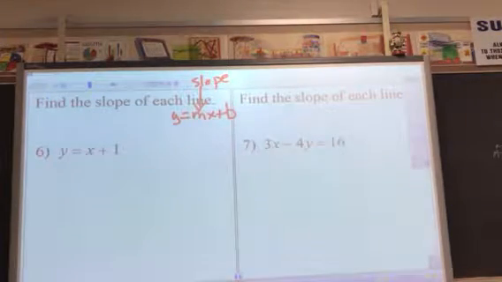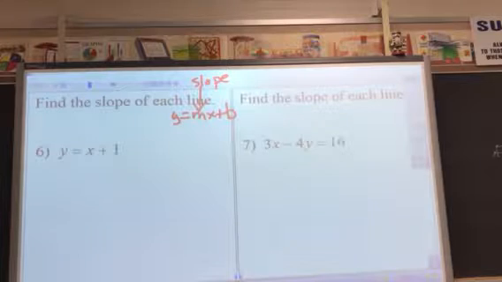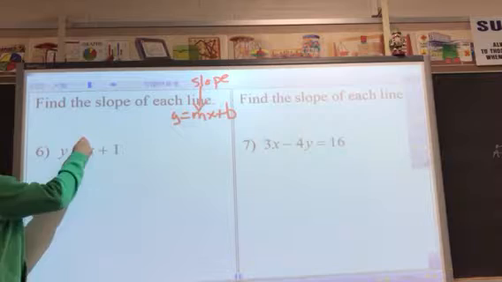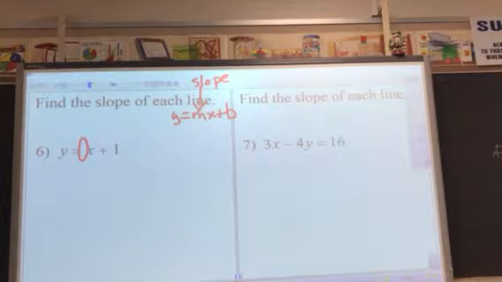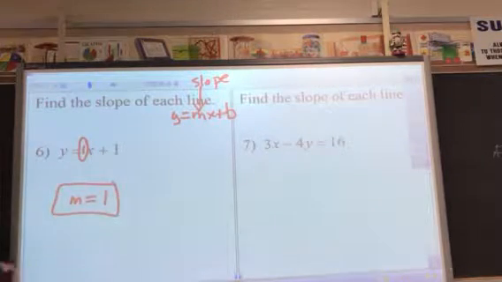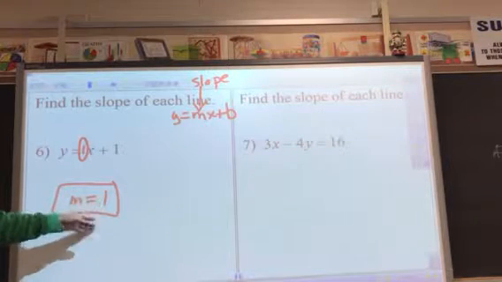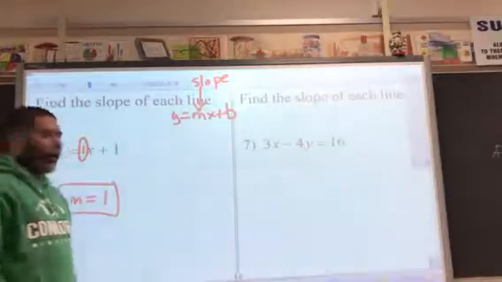So with this one, we have y equals x plus 1. Well, this is already in slope-intercept form. I just have to think about what number is here. Now, on this particular one, remember, if it says y equals x, that means y equals 1x. So my slope for number 6 here is 1. Reminder, do not put the x on your slope. Slope is a number, sometimes written as a fraction.